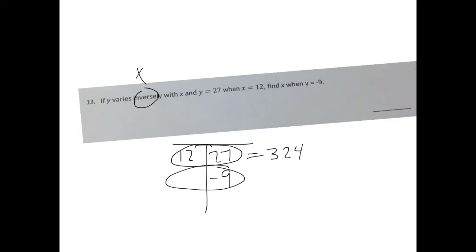Again, I would start with a table. Inverse has to do with multiplying. So I have 12 and 27, and then this is negative 9. So I take 12 times 27. I get 324. So I know this one also has to be 324. So I divide 324 by negative 9. This tells me that that's negative 36.